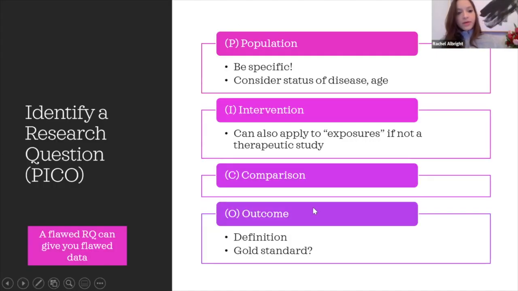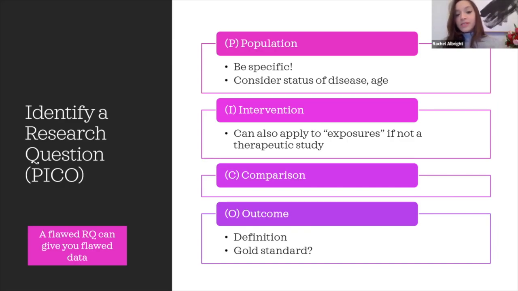So here's your PICO research question. This is an easy way to come up with a research question. It really helps you focus. Specifically for systematic reviews, your population, you want to be specific. Consider the disease status. Are you only looking at people that have had 6 months of treatment? Consider the age, the gender.